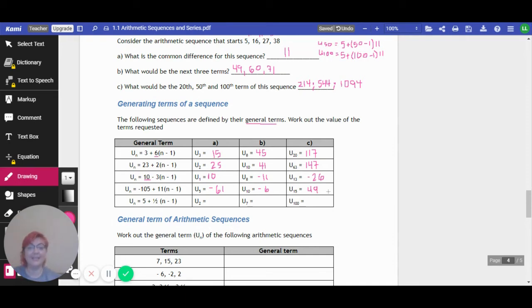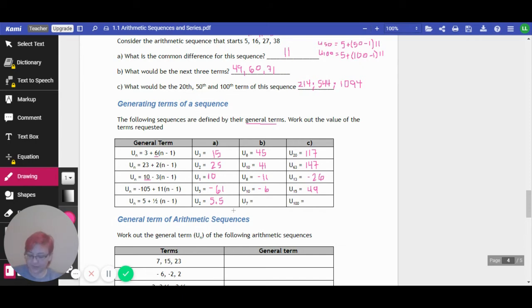All right, and that is the last one of those. Let's go to the last row in this table. Here we have 5 plus 1/2 times n minus 1. All right, let's find the second term by plugging in 2 for n. 5 plus 1/2 times 2 minus 1. And we get 5.5. I'm going to go with decimals. You can go with decimals or fractions, your choice.